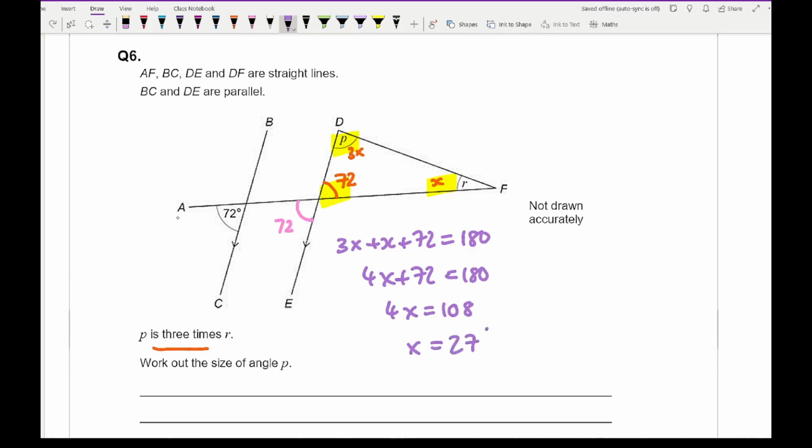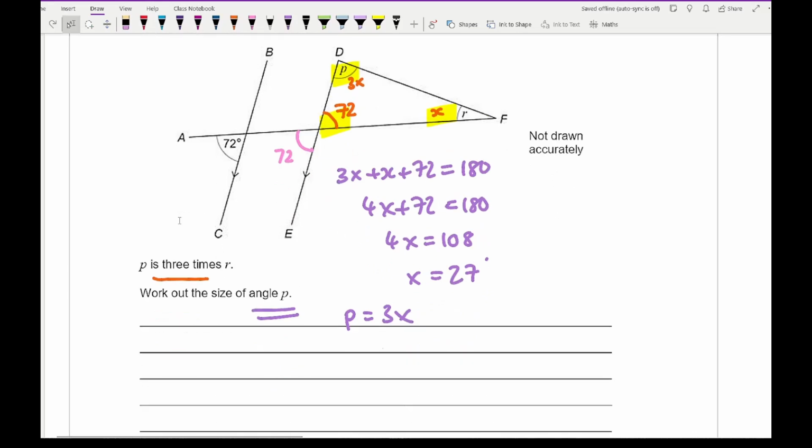Now I'm not finished because the question's asking me to work out P. Now P equals 3x. So to work out P it's going to be 3 lots of 27, which leaves me with an answer of P equals 81 degrees.